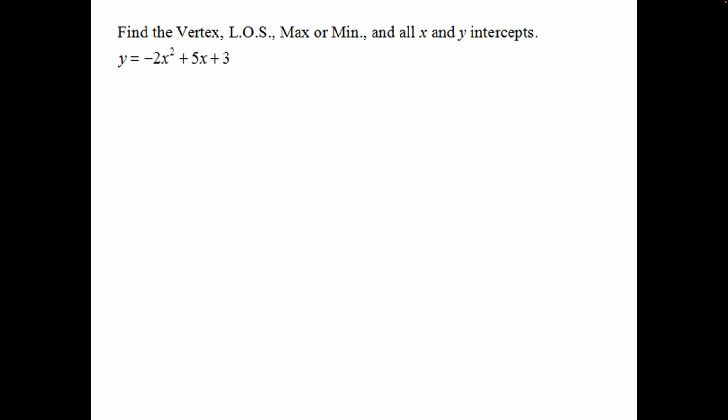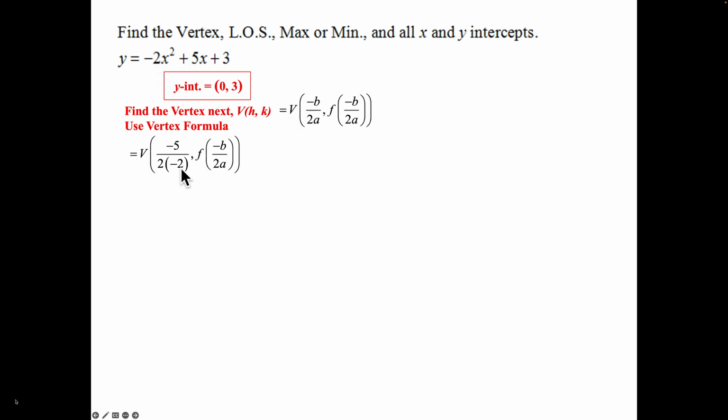Find the vertex. Oh, same directions. Okay, here we go. Y-intercept first, 0, comma 3. Done. Oh, we have an ugly, ugly a, negative 2. Find the vertex using the vertex formula. We're going negative 5 over 2 times negative 2. So negative 5 over negative 4 is a positive 5/4.